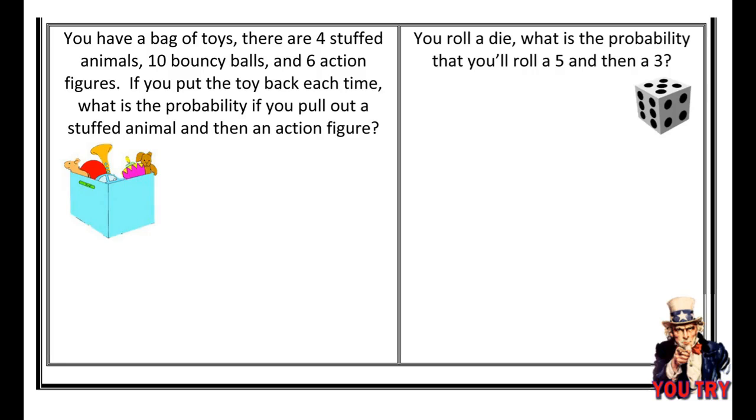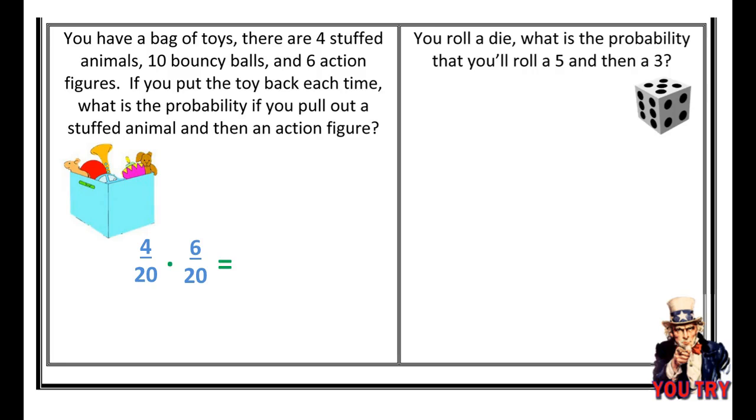We start by finding the individual probabilities of pulling out a stuffed animal and pulling out an action figure. If you add up the individual outcomes, 4 stuffed animals, 10 bouncy balls, 6 action figures, you get a total of 20 outcomes, 20 possible toys that could be pulled out of the bag. 4 of those toys are stuffed animals. Out of 20 gives us a 4 in 20 probability. 6 out of those 20 are action figures, so that's a 6 in 20 probability.